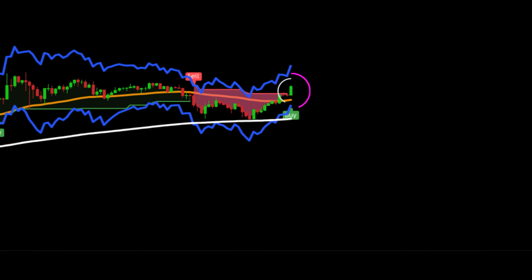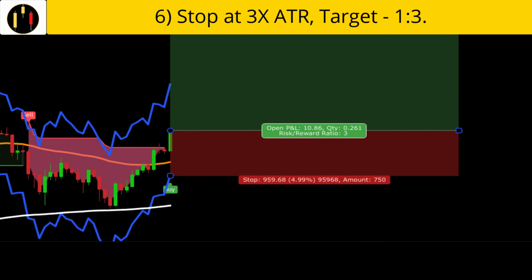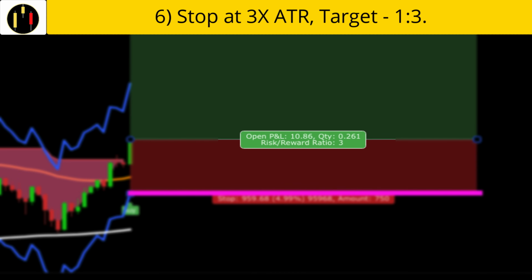Our rules are met when this candle closes. That is our trigger candle. We place our stop at the ATR bands and target 1 to 3.